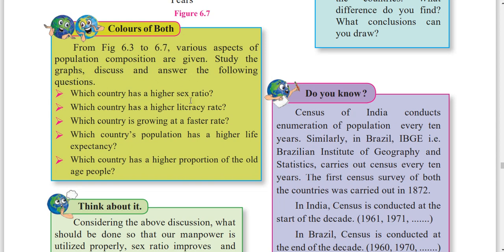Which country has the higher sex ratio? Which country has a higher literacy rate? Which country is growing at a faster rate? Which country's population has a higher life expectancy? Which country has a higher proportion of old age people?